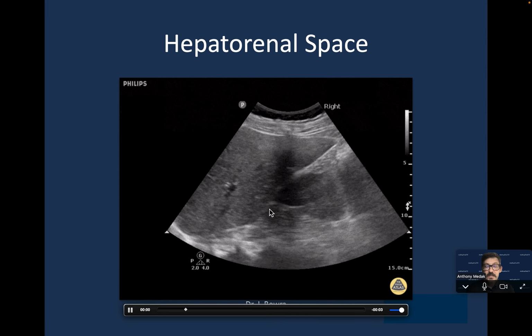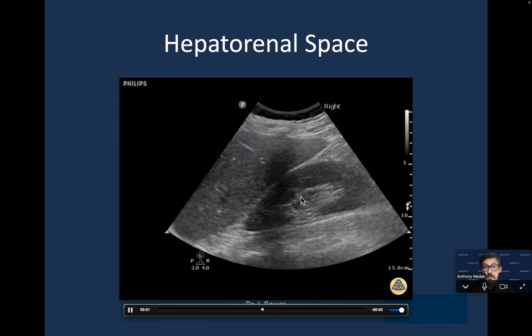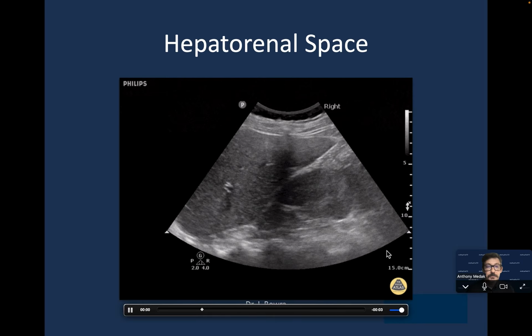If there were fluid in this area, remember, fluid looks black, and you would see an anechoic stripe in this space, which we don't see here. That's good.